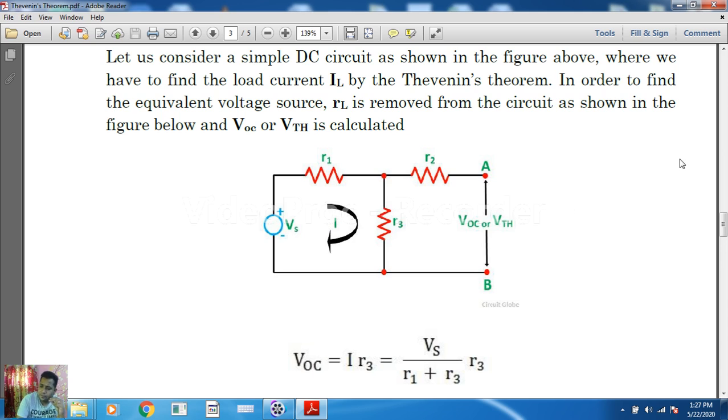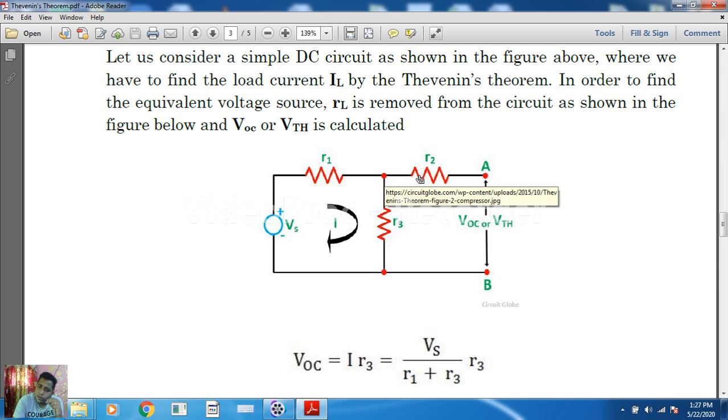Now, if I ask you what is the voltage of the open terminal, take a look at the diagram and the pointer I am discussing. This is the voltage source Vs. Current will be produced from here, so it will go through R1 to this node. Then it has two ways to go, this one or this one.